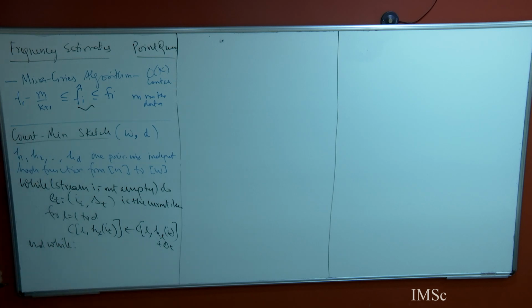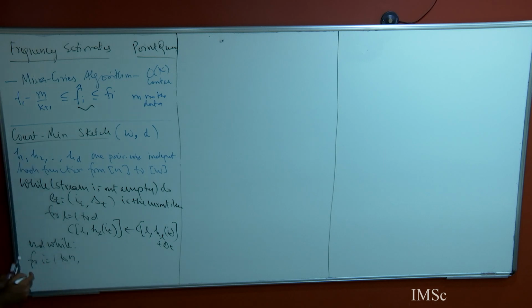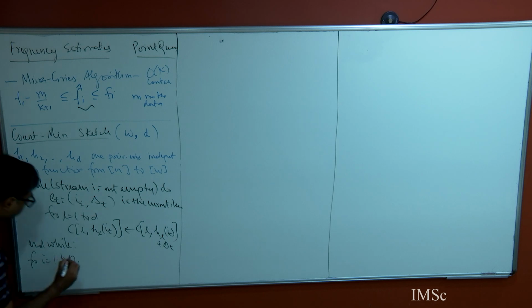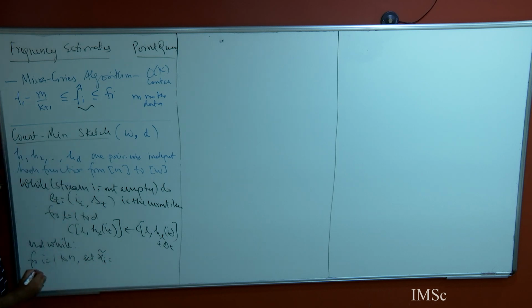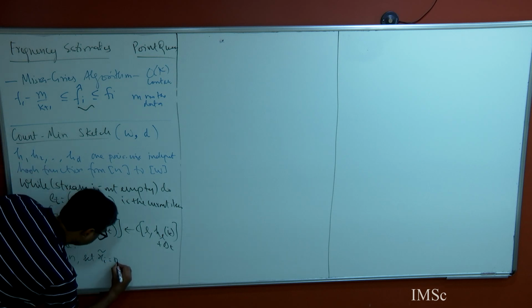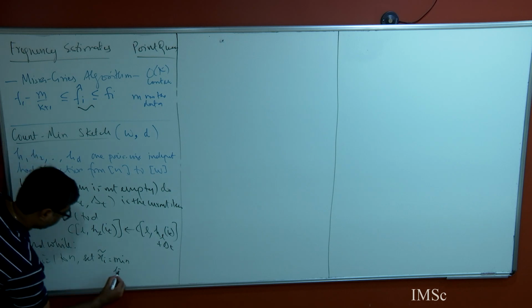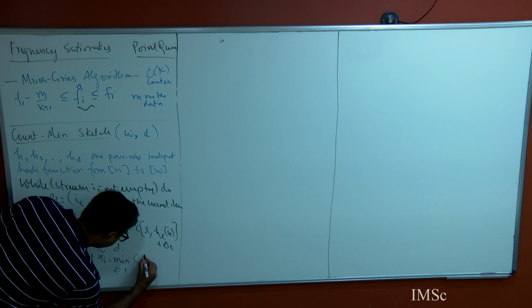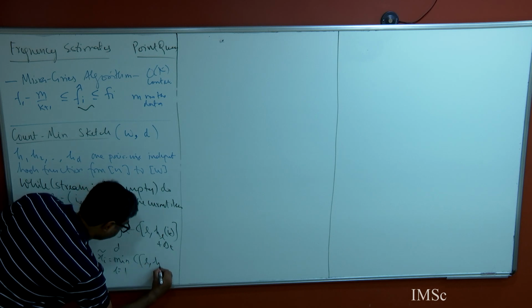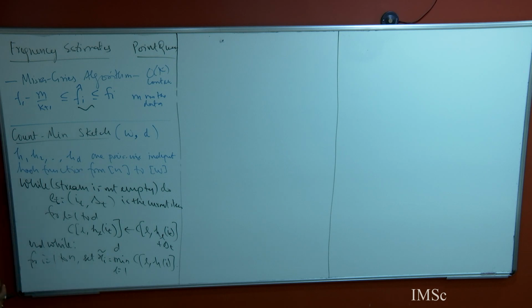And what did we return? For i equal to 1 to N, set xi tilde equal to the min over L equal to 1 to D of C L of H L of i. So this was our whole algorithm. This is what the count-min algorithm was. We had d hash functions.